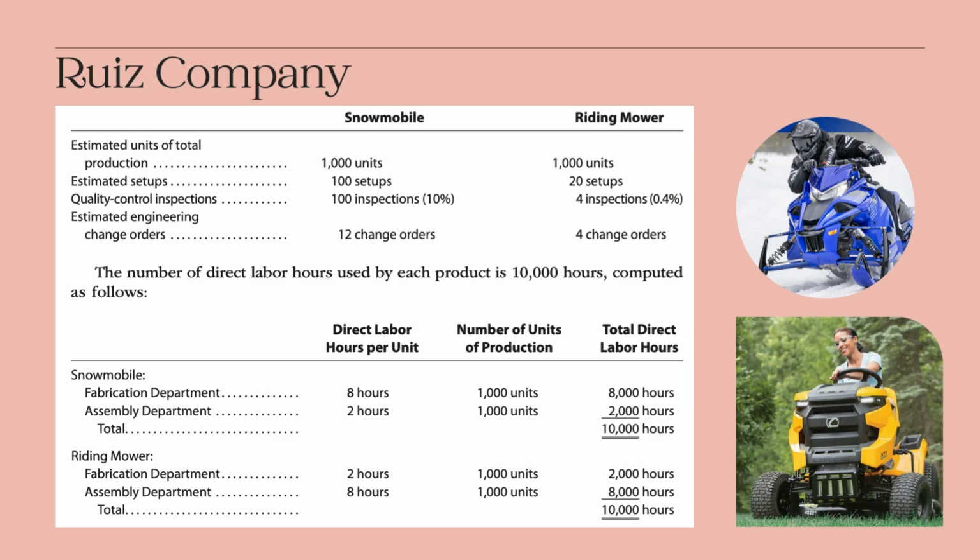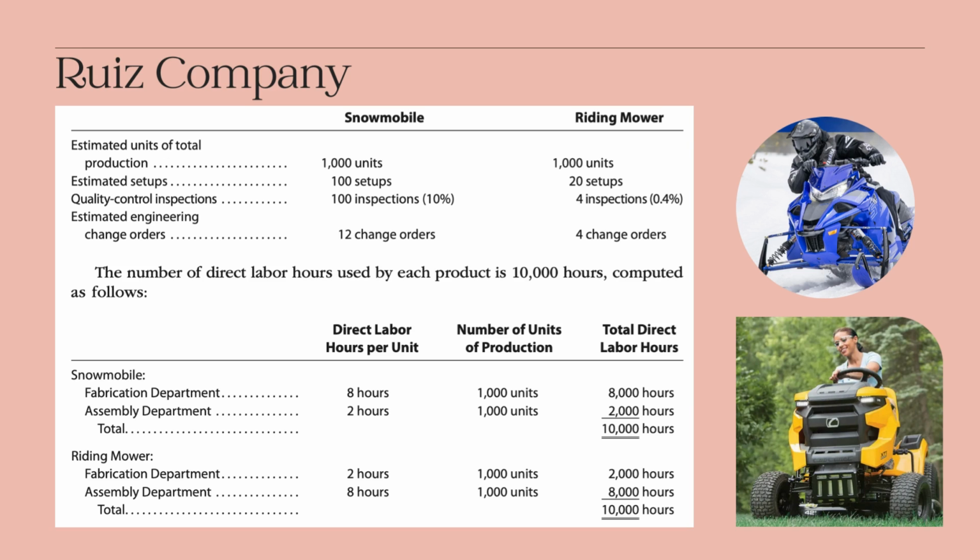and also the assembly. In order to compute the activity rates, we must first identify what are the total amount for the activity basis so that we can compute the rate. So for the fabrication, we've identified how many direct labor hours it would take to produce a snowmobile and a riding mower. So a total of 10,000 direct labor hours as the total activity-based usage for fabrication activity. For assembly, 2,000 for snowmobile and 8,000 for riding mower. Still a total of 10,000 direct labor hours.